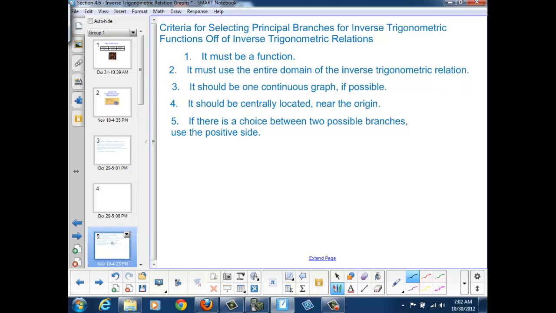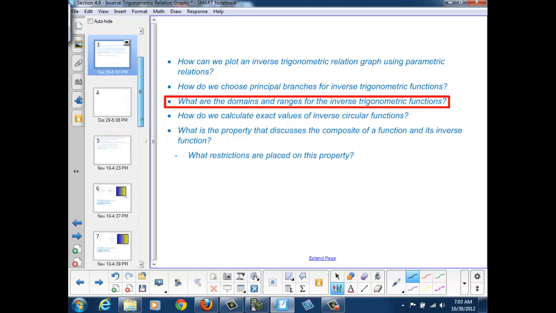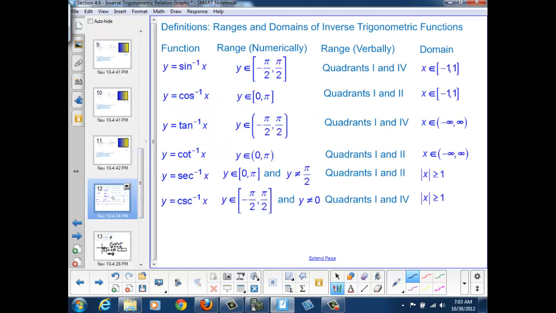Must be a function, must use the entire domain of the inverse trigonometric relation, and then our optional criteria in decreasing level of priority. It should be one continuous graph if possible. It should be centrally located near the origin. And then if there is a choice between two possible branches, use the positive side. What are the domains and ranges for the inverse trigonometric functions? Well, we summarize those on a slide that talks about each one of those for your reference.